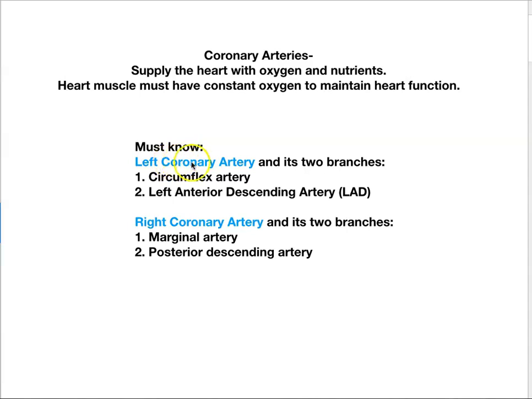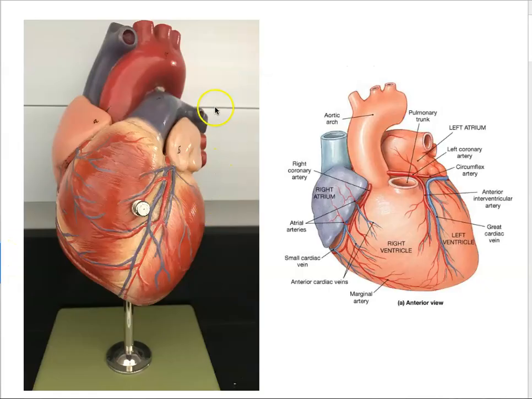So there's two main coronary arteries. The left coronary artery, and it has two branches that you have to know, the circumflex artery and the left anterior descending artery, and the right coronary artery and its two branches, the marginal artery and posterior descending artery. So let's look at these important coronary arteries. So on your heart model, these are going to be harder to see. So you have this picture actually in one of your worksheets.